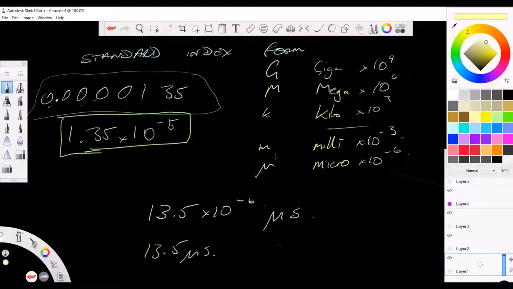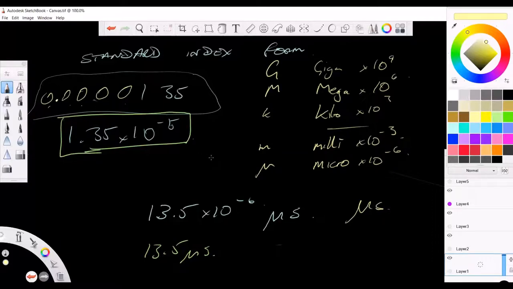But in the exam, they'll say micro. The reason is that they can't get consistency across the authorities for fonts, so they never write Greek letters. We're not allowed to write Greek letters in our questions. So they will actually say microseconds. They're not going to do what I did there, which is mu s. They're going to say microseconds. Okay, so that's index four.